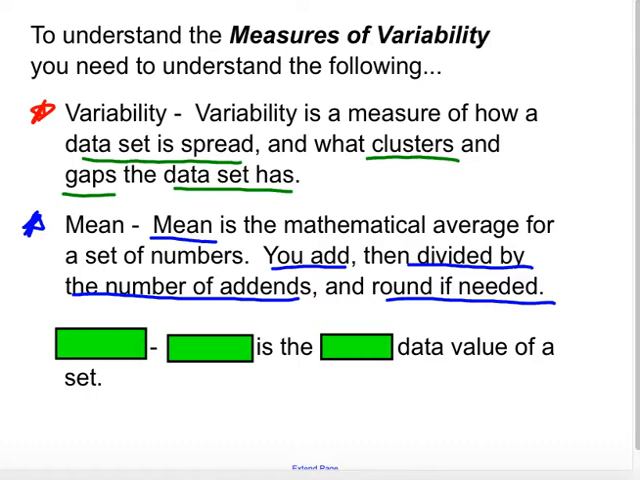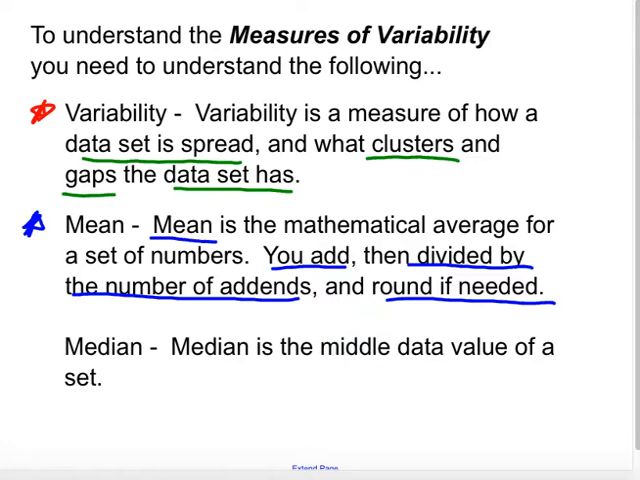So you'll need to know variability, mean, and median in order to get through the measures of variability. Median is the middle data value of a set. And we've already talked about median being the middle data of a set, but you will need to know that also when we talk about measures of variability.